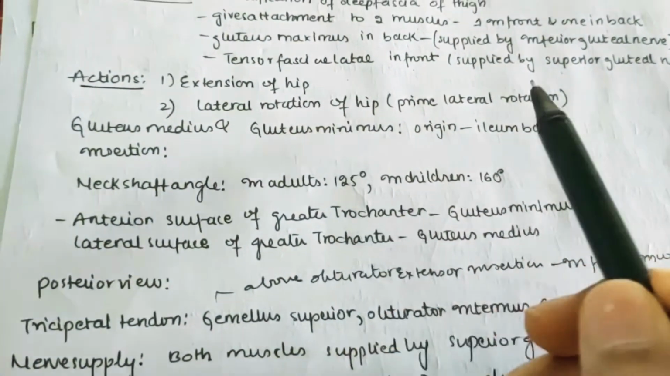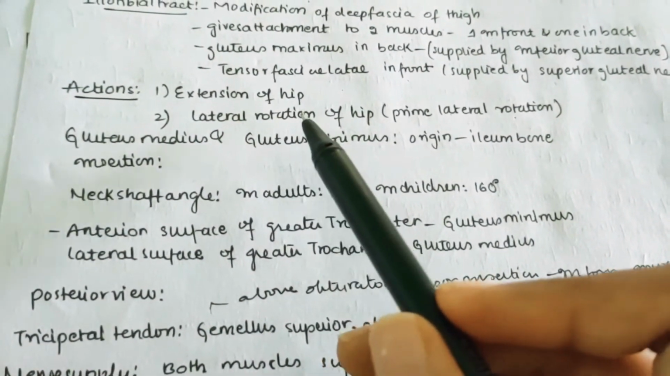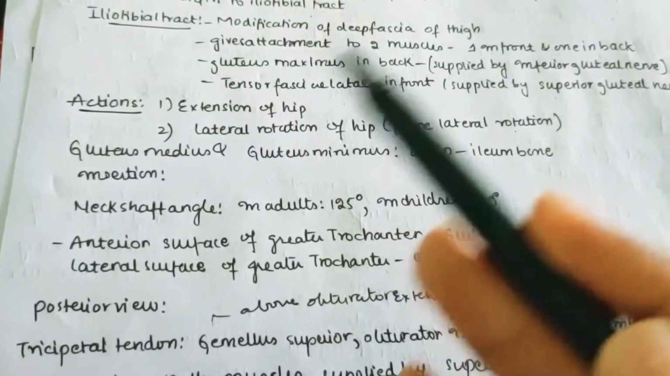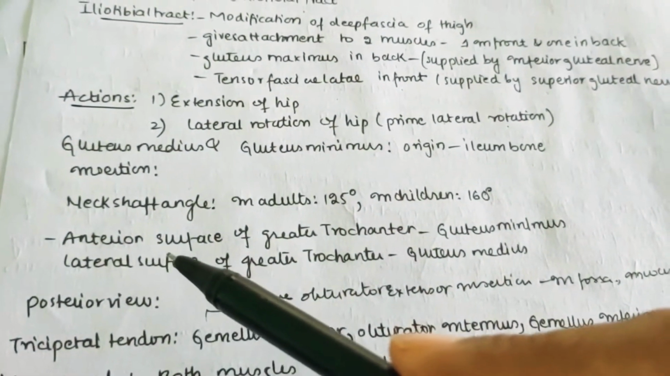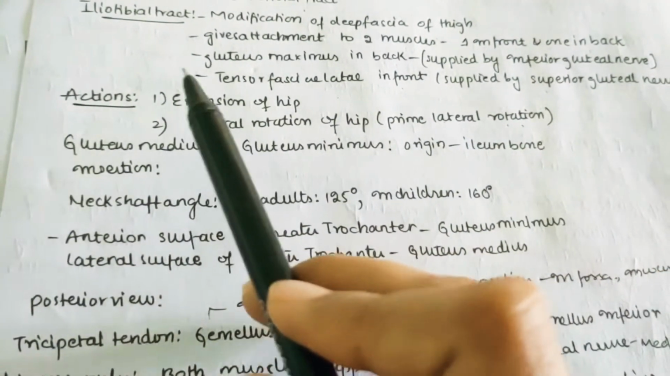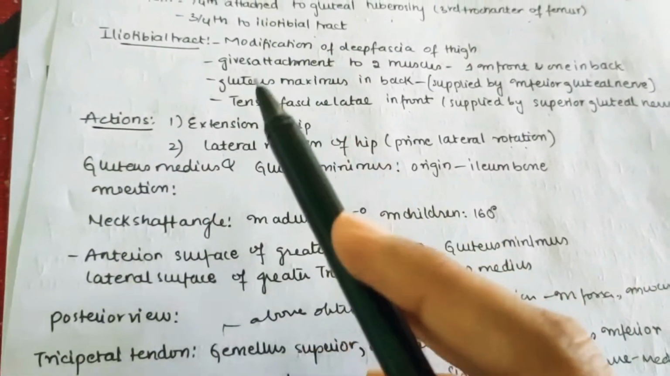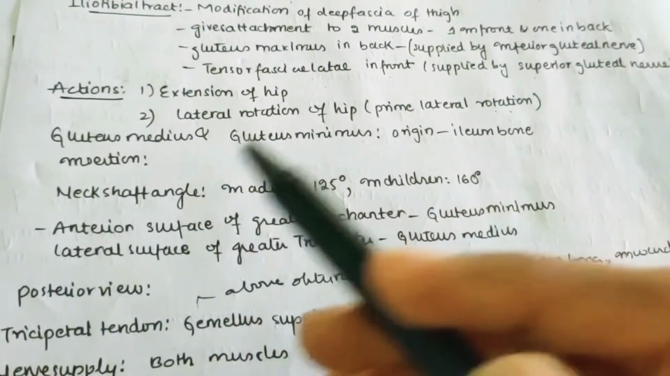It also does lateral rotation of the hip, which is a prime lateral rotation. Why? Because the tensor fascia lata is on the lateral side of the hip, okay? Because of this, it is doing prime lateral rotation. So these are the two actions of the gluteal region, especially the gluteus maximus muscle.